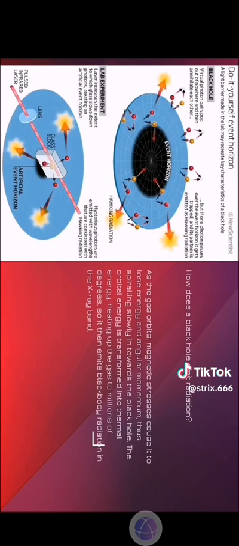So, as the gas orbits, magnetic stress causes it to lose energy and angular momentum, thus spiraling slowly towards the black hole. The orbital energy is transformed into thermal energy, heating up the gas to millions of degrees.